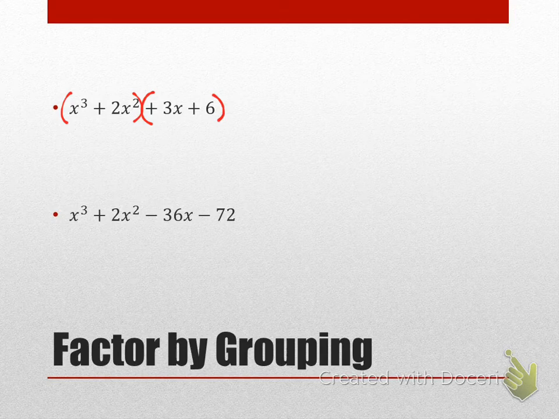Okay? So now that we've grouped, what we're going to do is we're going to take out the GCF of each set of parentheses, one at a time. Okay, so we're making it a little bit easier on ourselves. We're grouping. Now GCF. What is the GCF of x to the 3rd power plus 2x squared? 1. Well, there's a 1 technically, but what else do they both have? X squared.